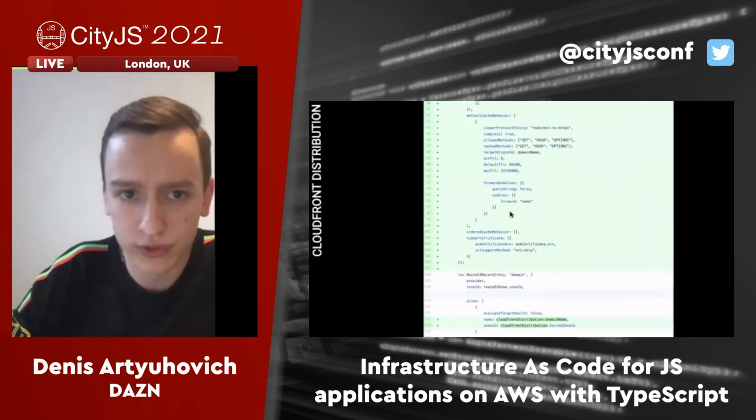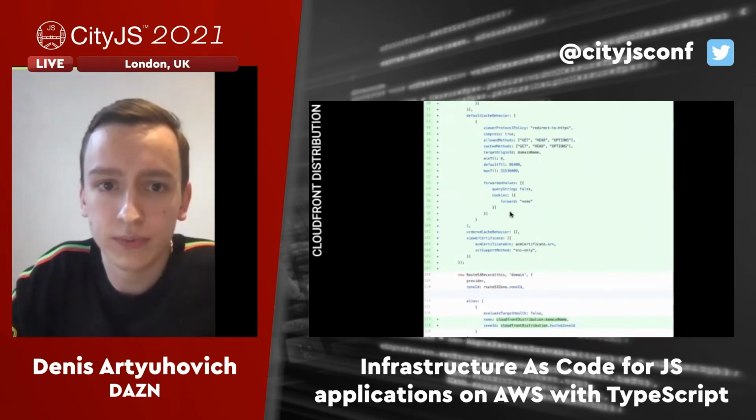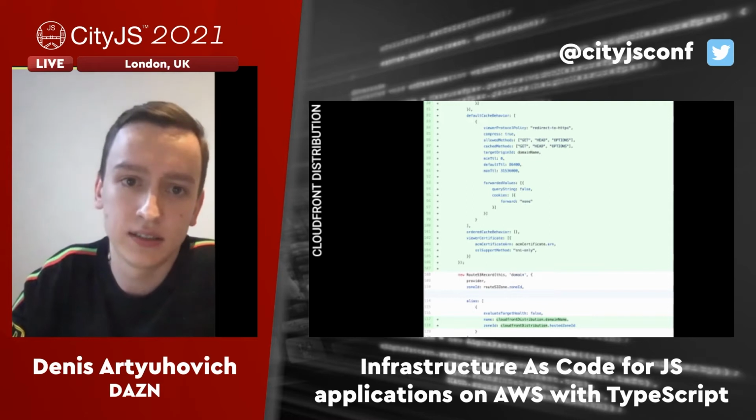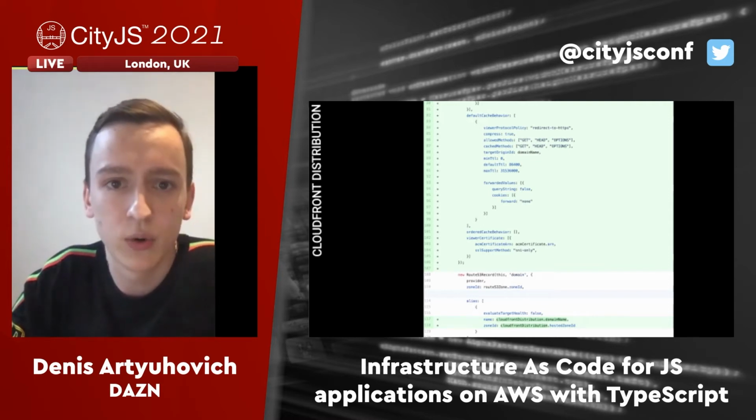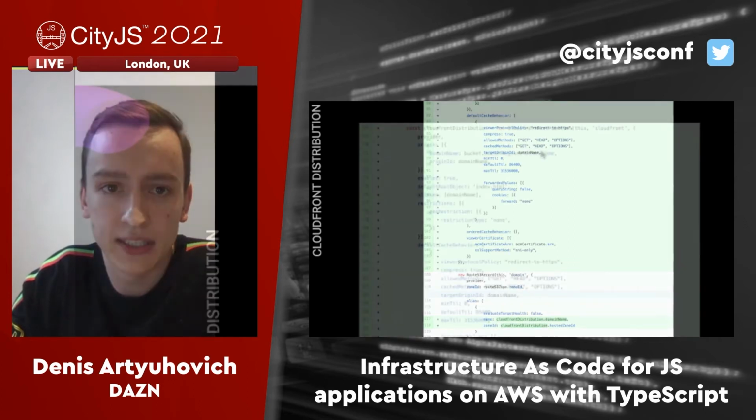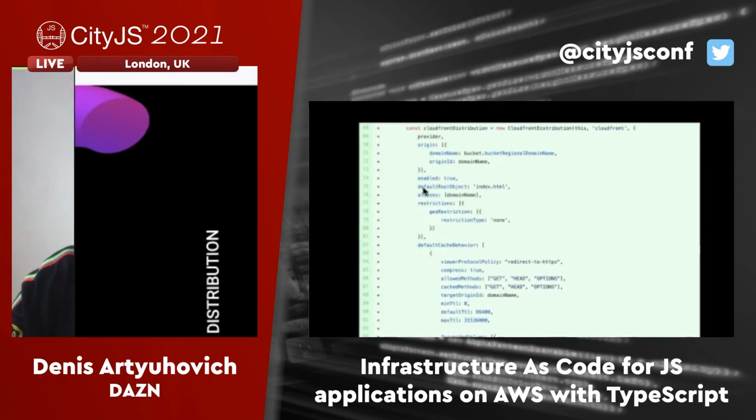And now the CloudFront distribution. For the CloudFront distribution, we're specifying the same provider. We're passing the origin with the domain name, with the bucket regional domain name here. And we're telling that we're going to use the default root object as index.html. We're specifying the alias as our domain. And we don't really care about the restrictions, so we don't want to set them for now.